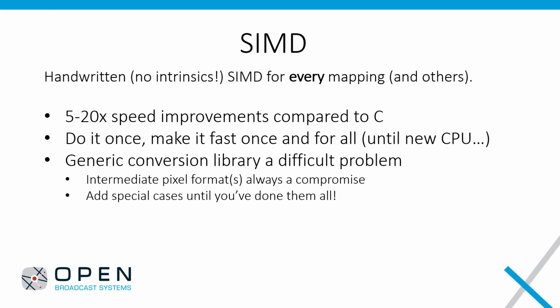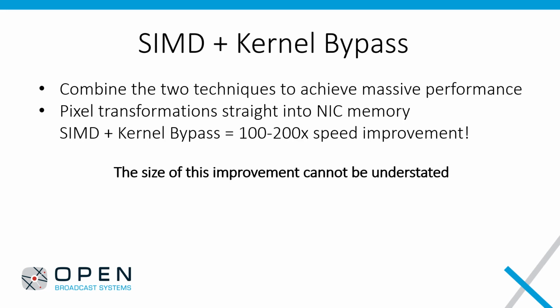I would point out that a generic pixel conversion library is one of the most difficult problems in multimedia. If there was a Nobel Prize for multimedia, someone who could solve this would get this Nobel Prize. The way to do it is if you want to go from pixel format A to C, you go via an intermediary B. But this intermediate pixel format is always a compromise. And so what you do is you add special cases, but then you keep adding special cases until you've done them all. So these pixel format conversions are a really, really CPU intensive part of the operation. And so they're a massive, massive problem.